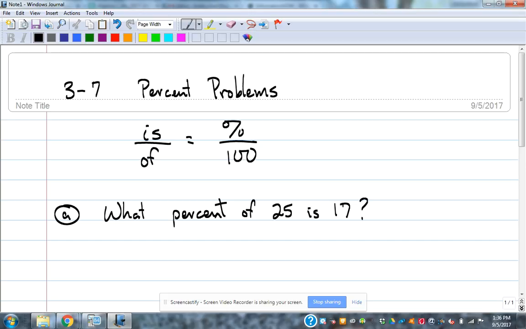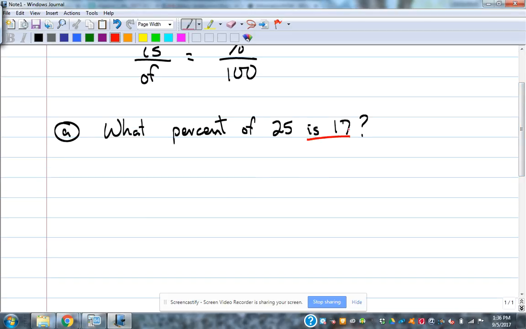Once you set them up as proportions, cross multiply and solve. It's just like what we did last week. So when you look at this problem, you've got is 17, so that's the is part. 17 of 25. That's the of part. That goes on the bottom. And they ask for what percent. That's x over 100. The percent is always going to go over 100. Doesn't matter if you're looking for the percent or if they give you a percent, it always goes over 100.